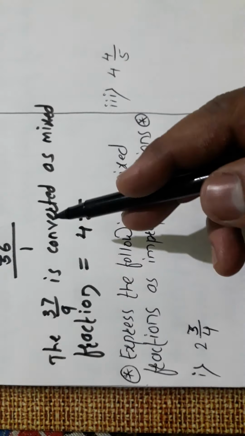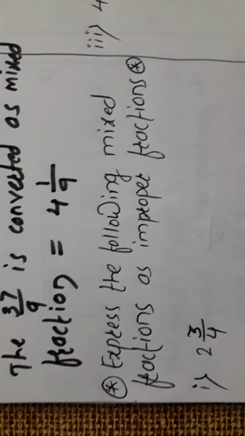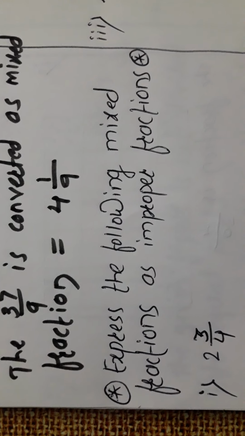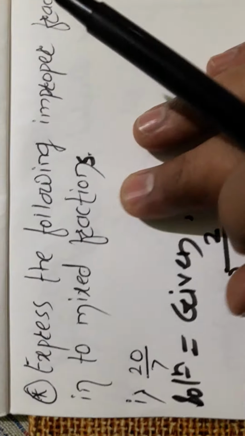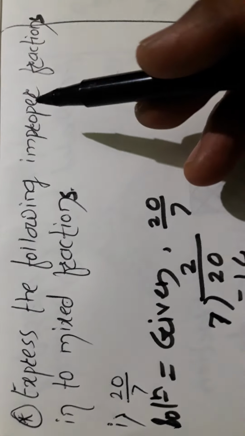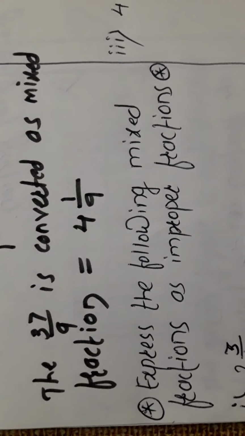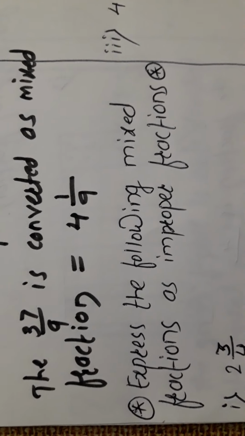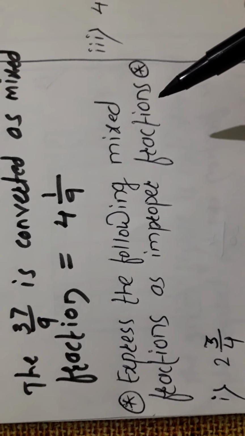Next point, opposite of this upside. What is that? Look here, you will understand it. See the instruction which is written over here: Express the following mixed fractions as improper fractions. Here what was the instruction? Express the following improper fractions into mixed fractions. Improper fractions we have converted into mixed fractions. Now what we are going to do? Exactly opposite. Express the following mixed fractions as improper fractions.